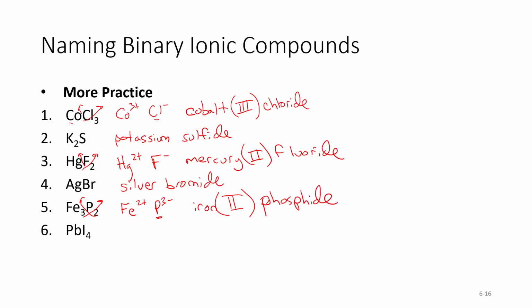And this last one. So lead has different forms. We're going to flip up our charges. This becomes Pb 4+, I-. Iodine is actually a -1 charge. So because this is correct, this must be correct. And we have lead 4 iodide.